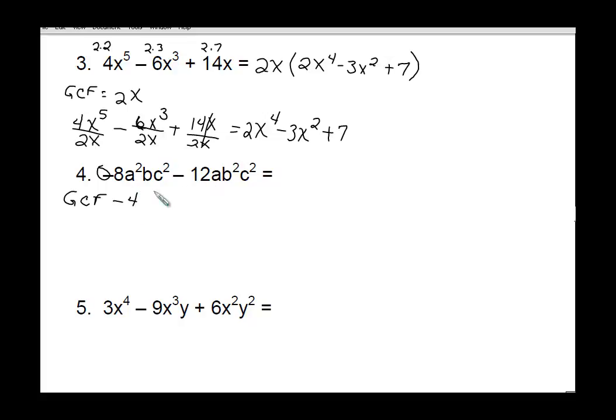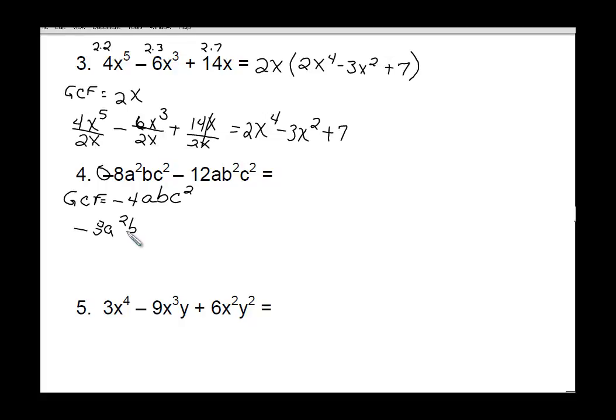There's 2 a's here and 1 here, so they have 1 a in common. There's 1 b and 2 b's, so they have a b in common. Now both of them have a c squared. So the greatest common factor is negative 4abc squared.